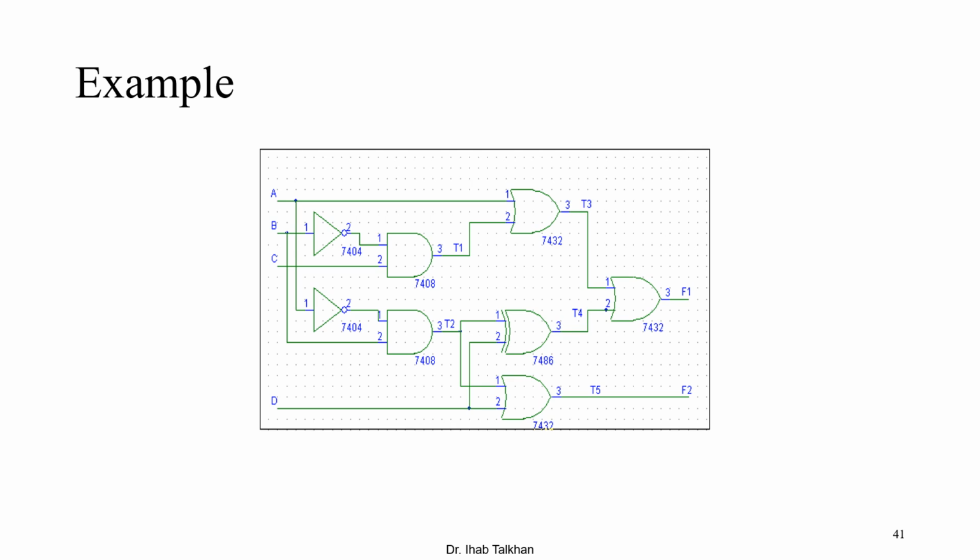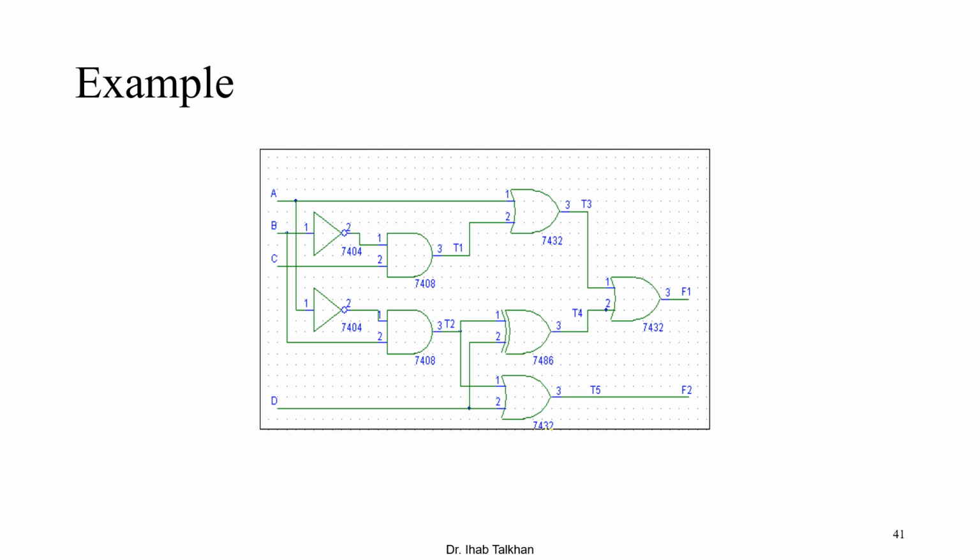So we are going to go forward, which means we go from A, B, C, D through level 1, level 2, level 3 and level 4. At level 1, you can see two inverters, which give B bar and C bar. Then you can find the outputs of the first AND gates. The upper one, T1, equals B bar C, and the output T2 equals A bar B. So now we know that T1 and T2 are functions of A, B, C, D.